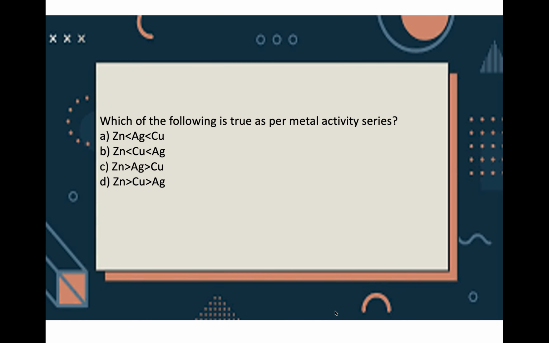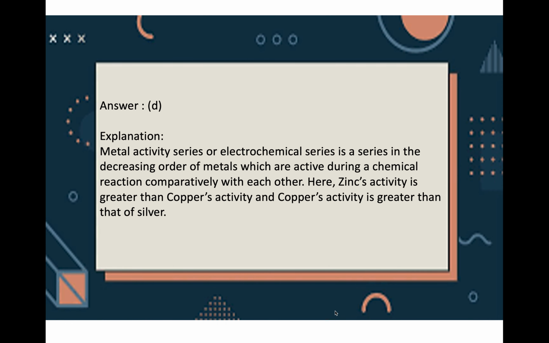Okay, next question. Which of the following is true as per metal activity series? Zinc less than silver less than copper, zinc less than copper less than silver, zinc greater than silver greater than copper, or zinc greater than copper greater than silver. Option is D, that is zinc greater than copper greater than silver.